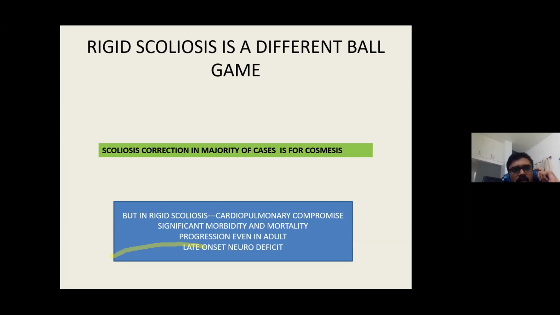So in a patient with severe rigid scoliosis, there is still a chance that the curve can progress even in the adult. When a curve progresses in the adult beyond a certain level, there is a chance that the cord or the dura can be stretched to an extent that it can produce a neurological deficit. So managing a rigid scoliosis is a different ballgame when compared with the adolescent idiopathic variety, which is usually less than 60 or 65 degrees.